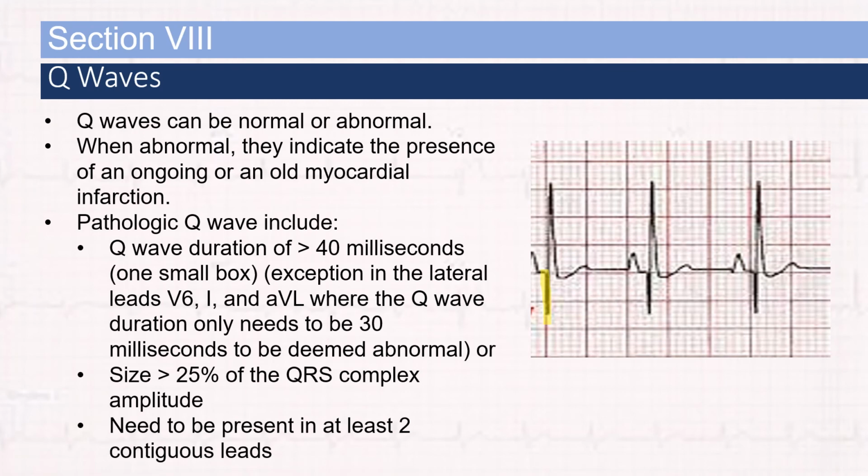Pathological Q waves include the following criteria. They need to be present in at least 2 or more contiguous leads. The size needs to be greater than 25% of the QRS complex amplitude, and the Q wave duration greater than 40 milliseconds, one small box, except in the lateral leads, where the Q wave duration only needs to be 30 milliseconds to be deemed abnormal.